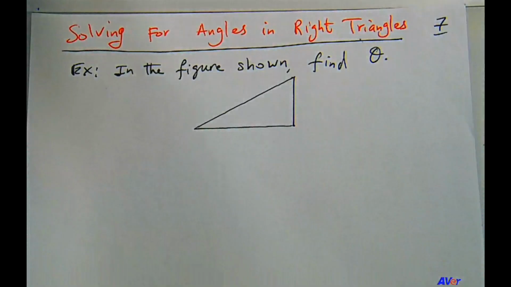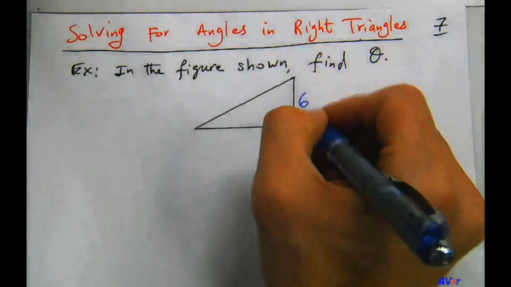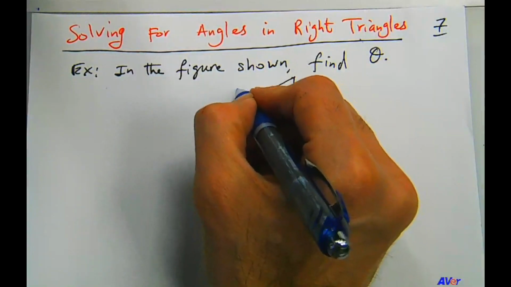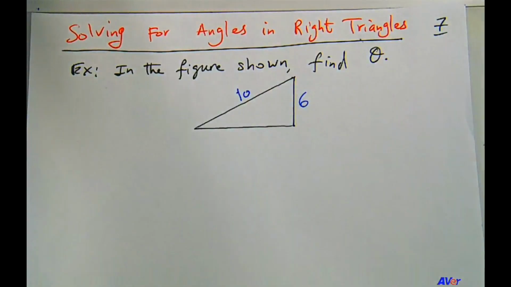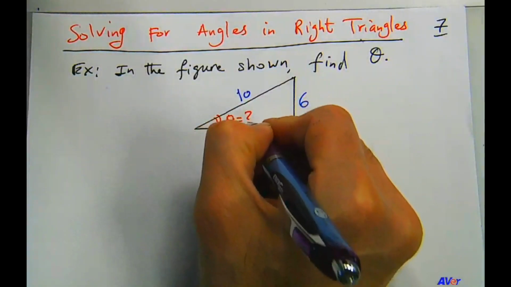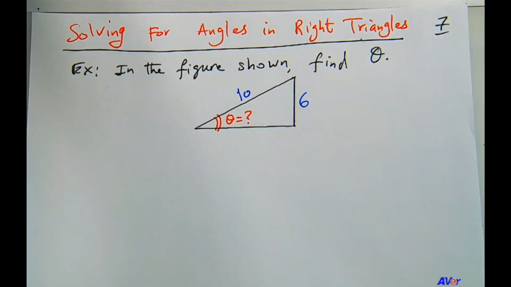The information given to us is as follows. This side has length 6. The hypotenuse is 10, and we are looking for this angle.